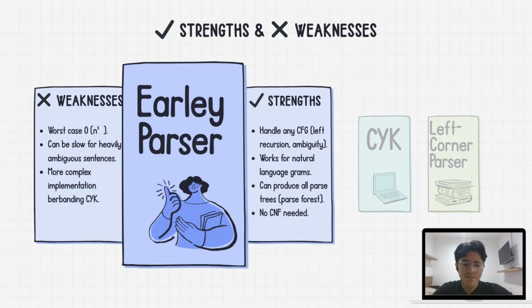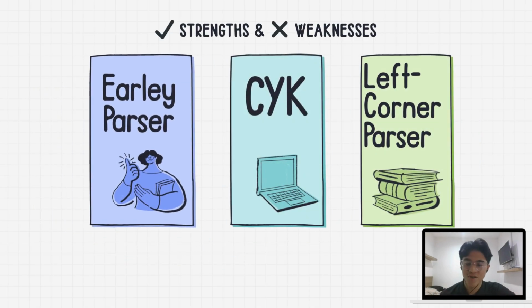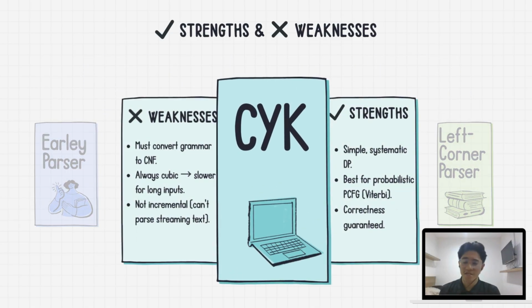So let's move on. The next algorithm we need to talk about is CYK. The first strength of CYK is that it uses a simple, systematic dynamic programming method. The second is that it works very well with probabilistic PCFGs, especially with the Viterbi algorithm. The next one is that it always gives the correct result, but there is a catch: as long as the grammar is in CNF, it will give the correct result.